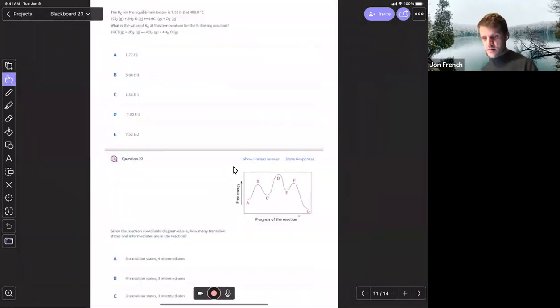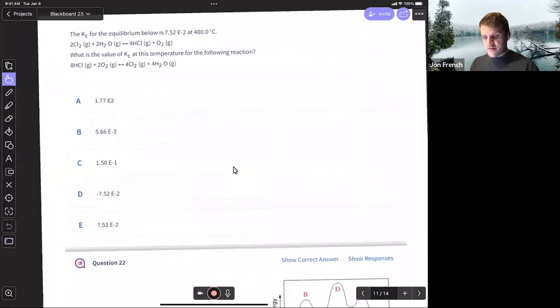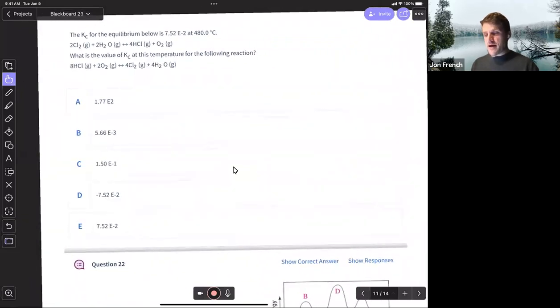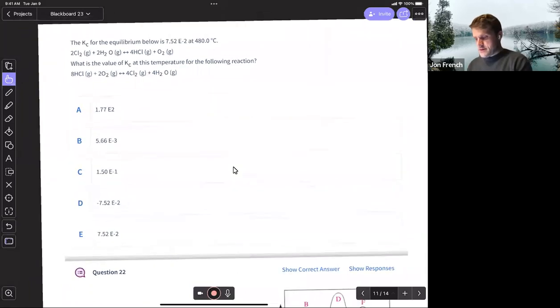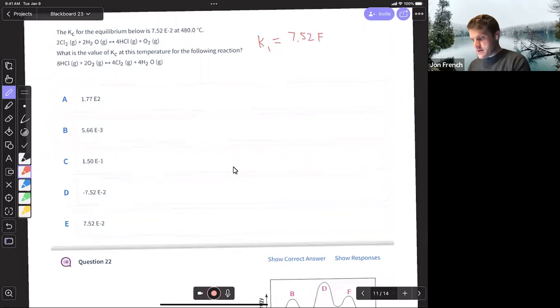For question 21, what is the value of Kc at the temperature of the following reactions? So they tell us that Kc in the first reaction, so Kc1, equals 7.52 e to the negative 2.